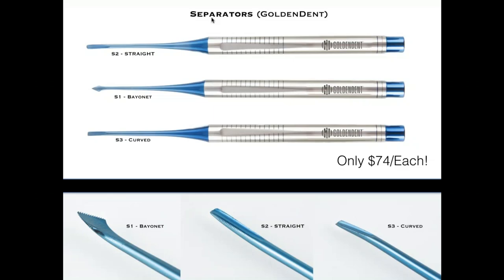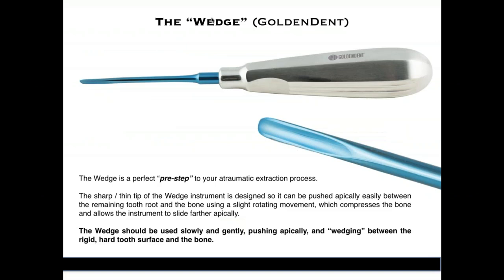These are our separators. These are not expensive instruments, but these are really good to sometimes go in advance of using the physics forceps or whatever your extraction instrument of choice is, to start to sever the PDL, start to break down the PDL, and elevate the tooth a little bit. It can make the extraction a little bit easier sometimes in the aesthetic zone when you want to be very careful with the bone surrounding the tooth.